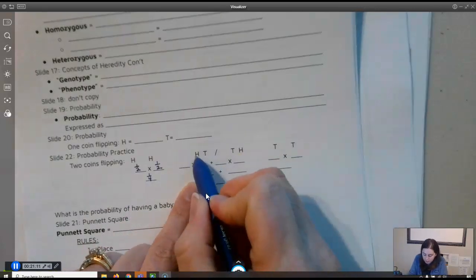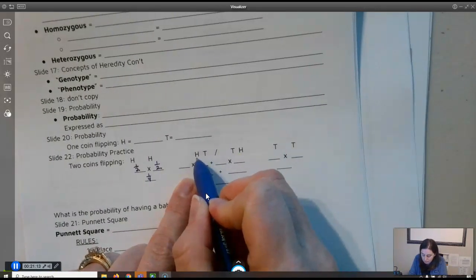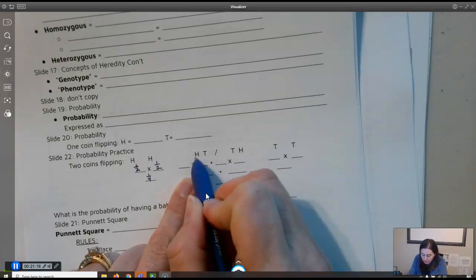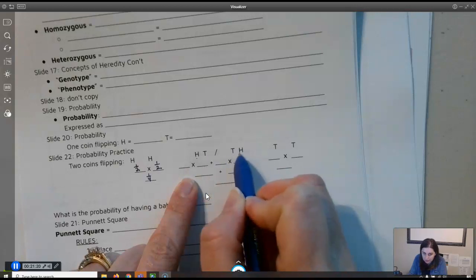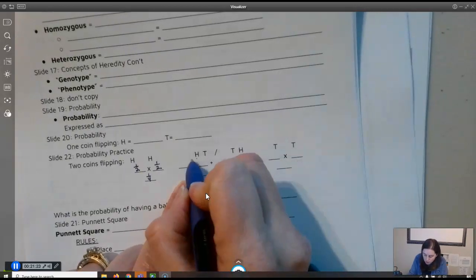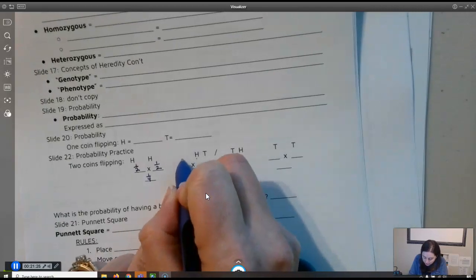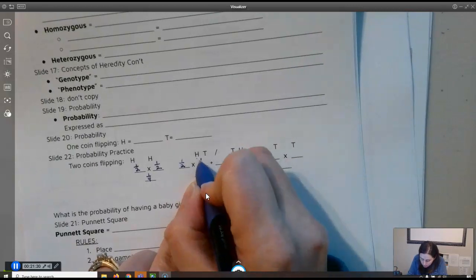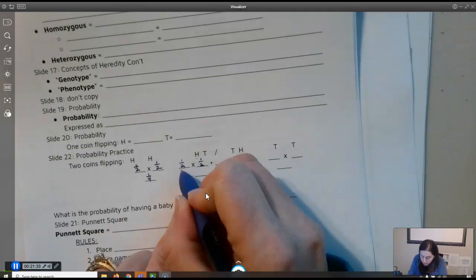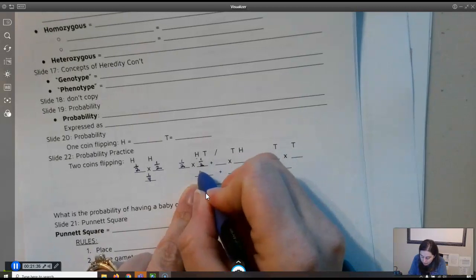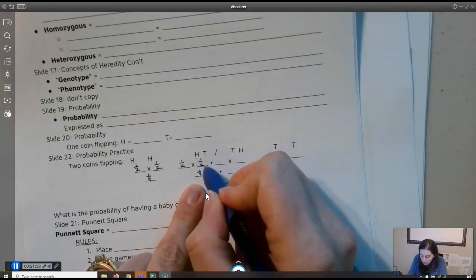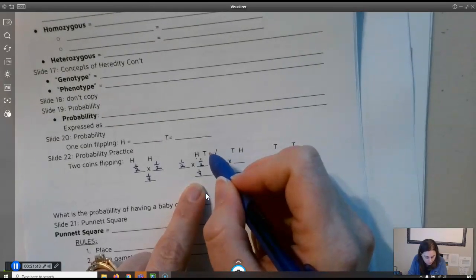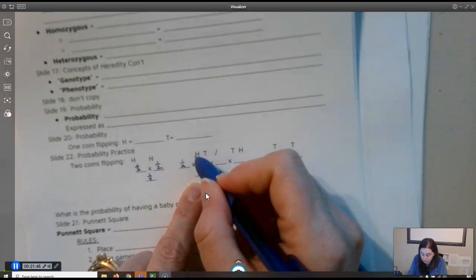Now, what is the probability of one coin having heads and the other having tails, or one having tails and the other having heads? So having a mixed pair. We already know the probability of having heads is 1/2. And we know the probability of having tails is also 1/2. And remember from this problem here, 1/2 times 1/2 gets you 1/4. So we have a quarter possibility, or probability, 25% chance of getting heads or tails on the first coin.